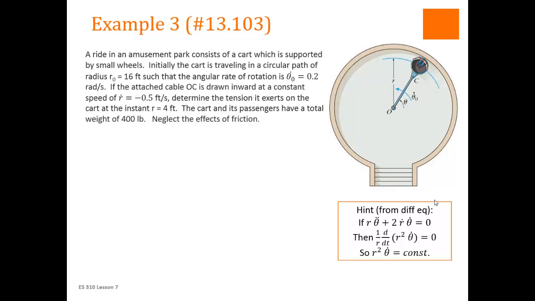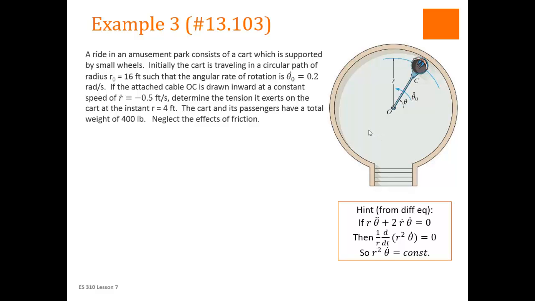We've got an amusement park ride. You see a lot of amusement park rides when we're talking about polar equations. This guy is sitting in this cart, and it's supported by small wheels. Initially, the cart is traveling in this circular path, and r is 16 feet. And we're given the expression for its speed. Then r starts to change, right? So this rope, this cable in here, starts getting pulled in. So he's spinning and getting closer and closer to the center, basically.